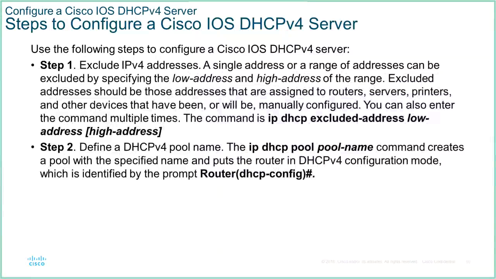Each pool needs a pool name. This identifies all of the parameters under the one config, because you can have more than one pool on the same device. So when you start putting your commands together, you start off with ip dhcp pool and then the name of the pool, and this will change your prompt to the DHCP config prompt as displayed on this slide. Now all your commands that come in underneath here are going to be associated with that pool.